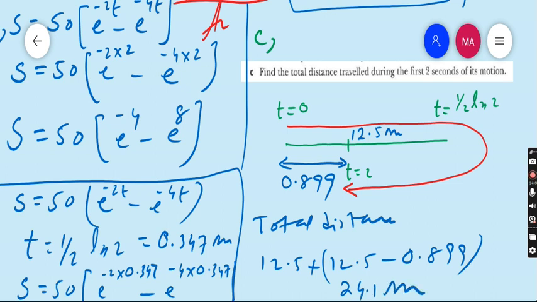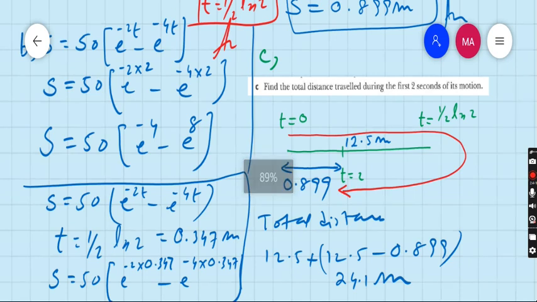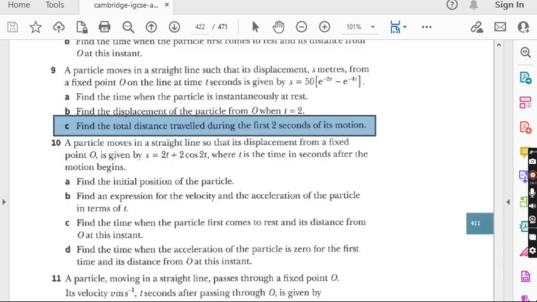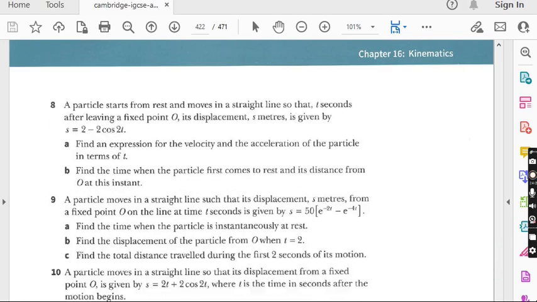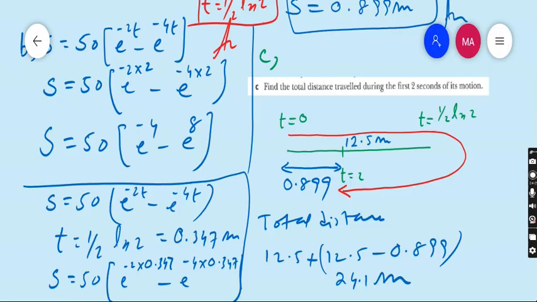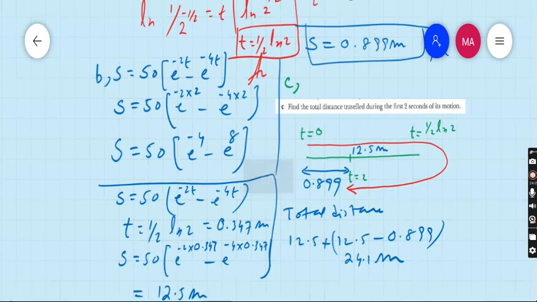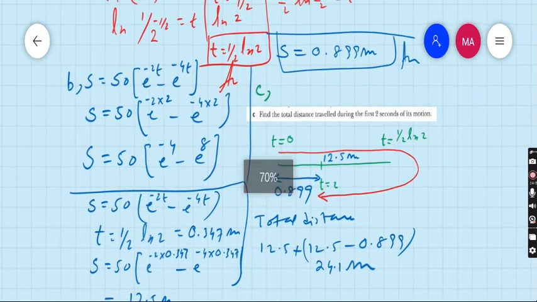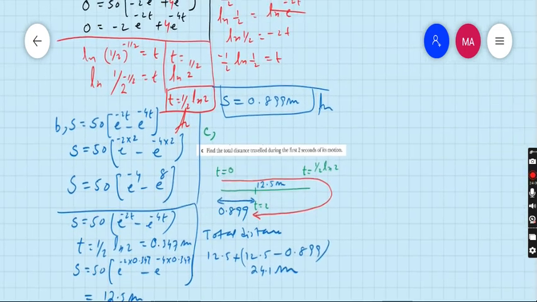So kindly do practice of this part, the total distance. So whenever you find the total distance, you must draw this diagram. This is very important. So students, this is our today's class, where we did 3 questions of exercise 16.1, question number 7, 8 and 9, and question number 7 is the most important question, and especially this part.